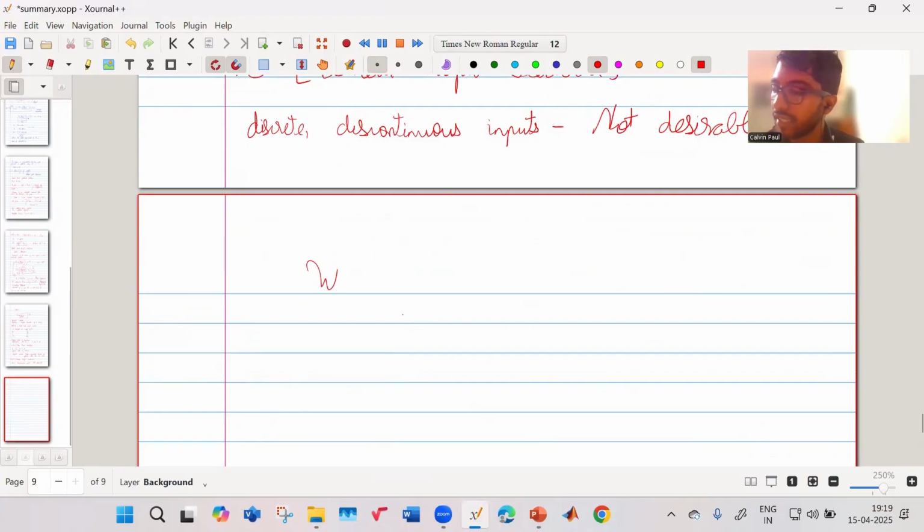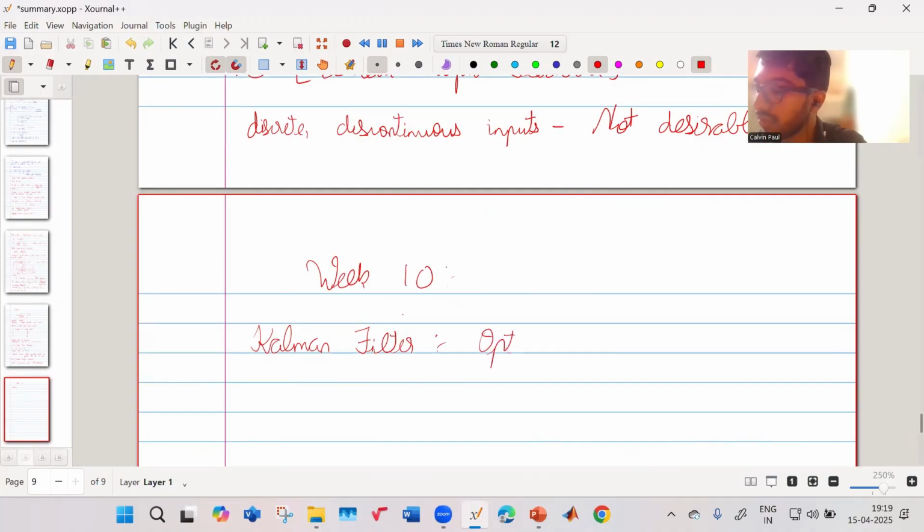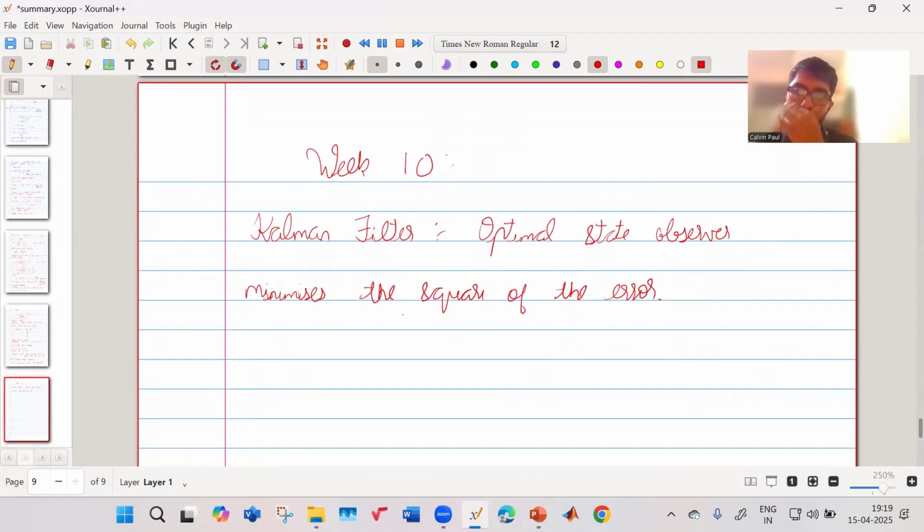Next, we will go to week 10, where Sir has discussed the Kalman filter. The Kalman filter is an optimal state observer, and it minimizes the square of the error. Okay, so as it is minimizing the square of the error, what else?